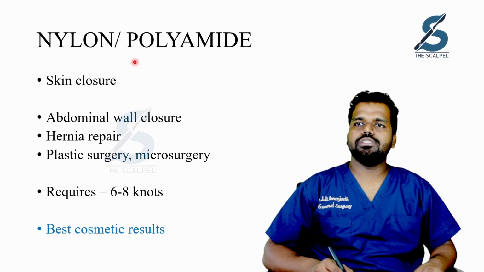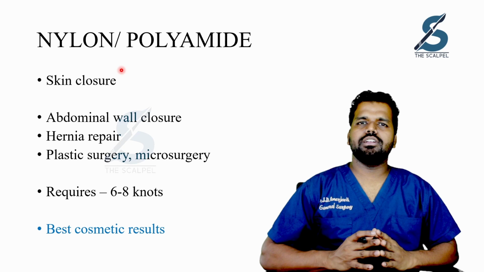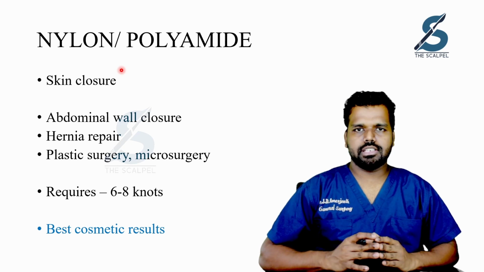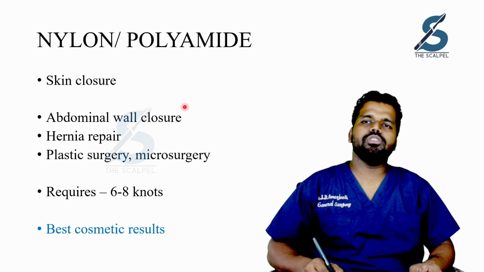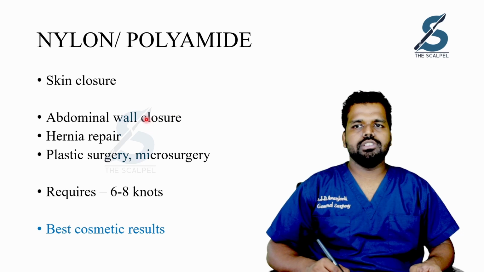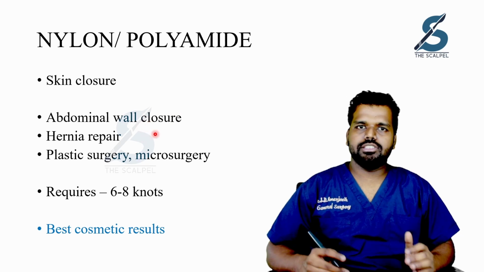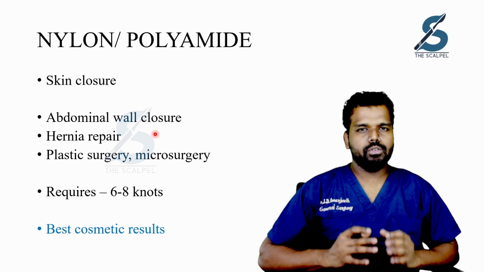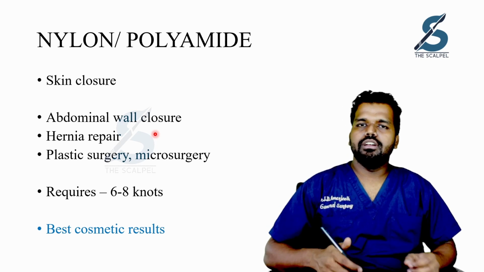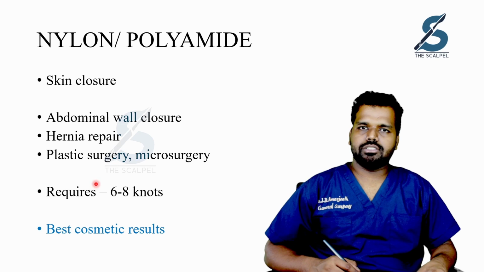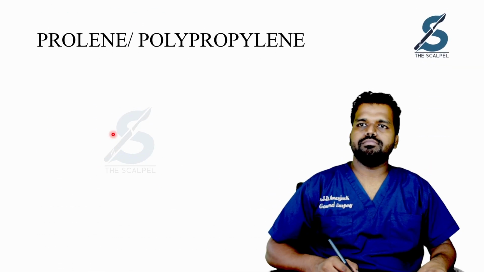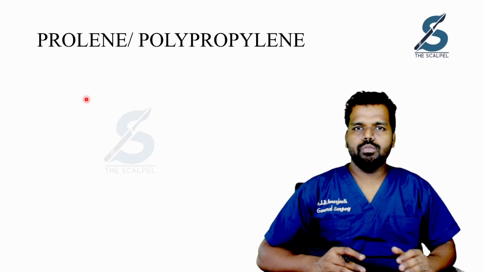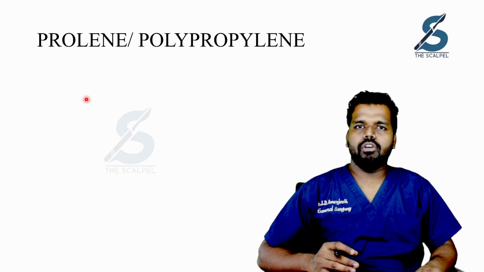Coming to the uses, this is one of the very commonly used suture materials for skin closure, and it can also be used for abdominal wall mass closure, hernia repair, plastic surgery, microsurgery, etc. As the knots here are less secure, it requires at least 6 to 8 knots, and this gives the best cosmetic results.